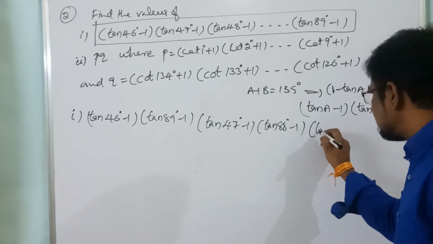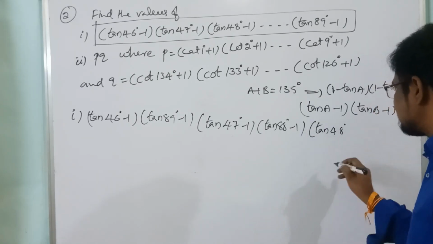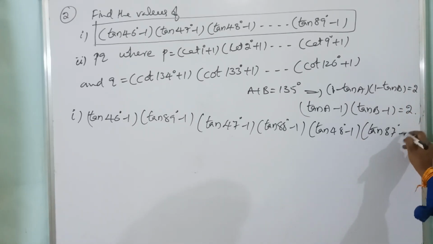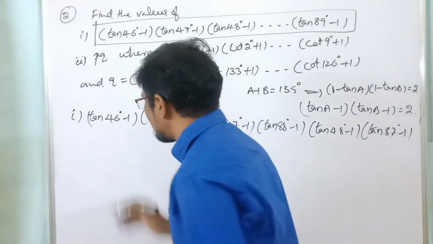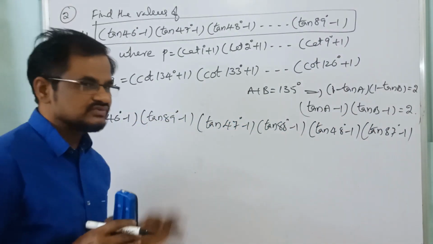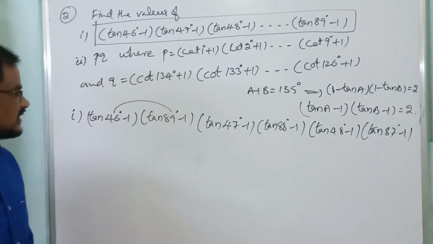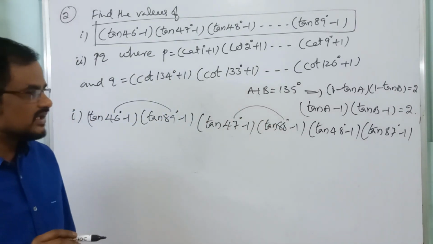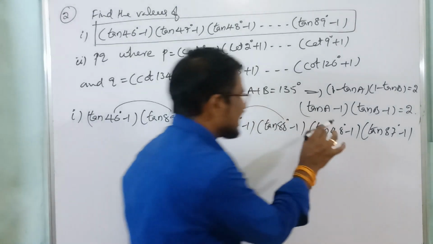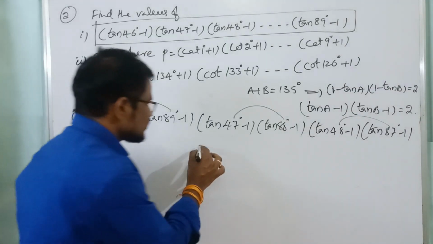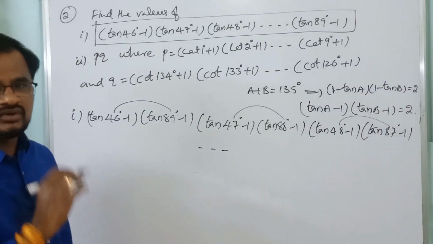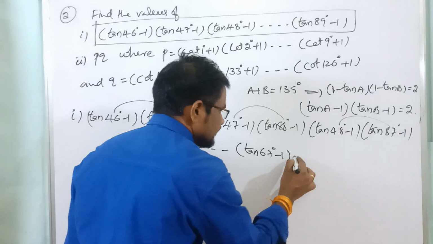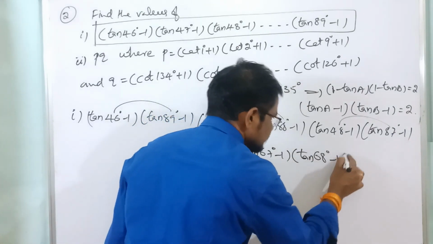And tan 48 minus 1 into tan 87 minus 1. Once you see, it is in the form of tan a minus 1, tan b minus 1. If you add these two, what will we get? 135 degrees. And here also, if you add these two, what will we get? 135 degrees. And here also, 135 degrees. So on, the last term, you have to observe carefully. So that is tan 67 minus 1, tan 68 minus 1.